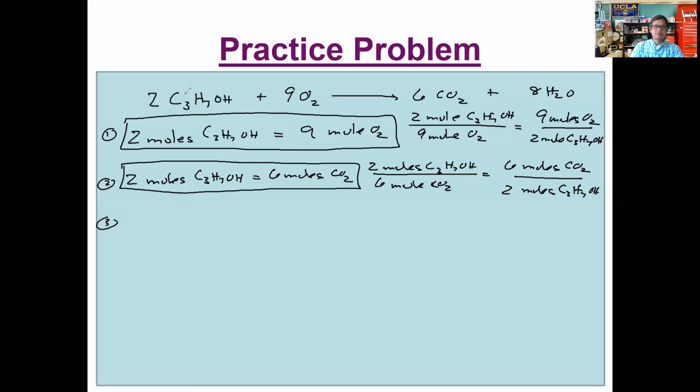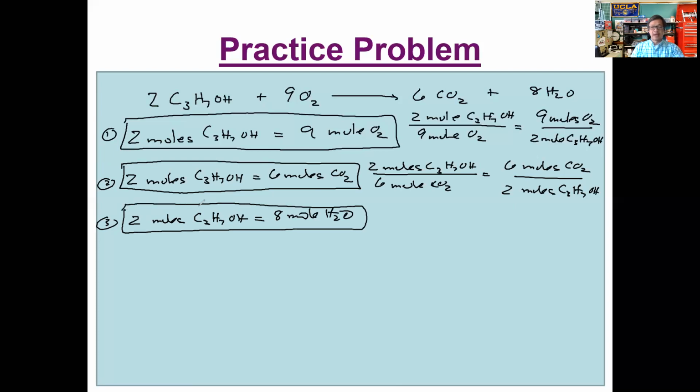Okay, now that we've compared propanol to carbon dioxide, the last one that we can use propanol for is going to be propanol to water. So we have then 2 moles of C3H7OH, that's going to be equal to 8 moles of water. Again, what does this tell us? It tells us that if we have 2 moles of propanol, we will form 8 moles of water.